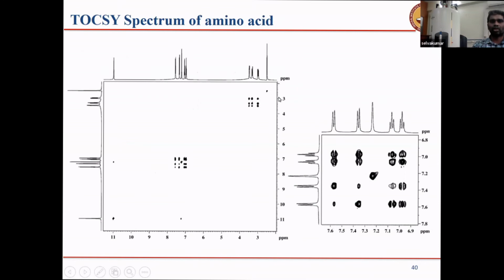This is the TOCSY spectrum of an amino acid. This is the aromatic and NH region. So we can see the connectivity. See, these are the protons attached to the aromatic ring, and these are completely connected. And this is the aliphatic region. In between, heteroatoms are present. That's why this is not connected with this one. Okay, so like this, we will get TOCSY spectra, and we can find out the amino acids and peptides.